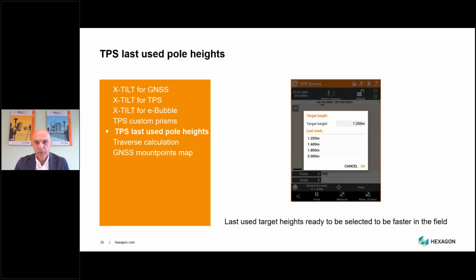Last used pole height for TPS. You know, when during TPS work, it happens that it's necessary to change quite often the pole height, because there are some obstacles. So you have to increase the pole height and then you return back and so on. And every time that you do this, you have to enter again the pole height. And to be more fast in the field, the software gives you automatically the list of the last used pole height. So instead to write again the pole height, you just select the right one, and then you can go. And this enhance your speed in the field, but also reduce mistakes.